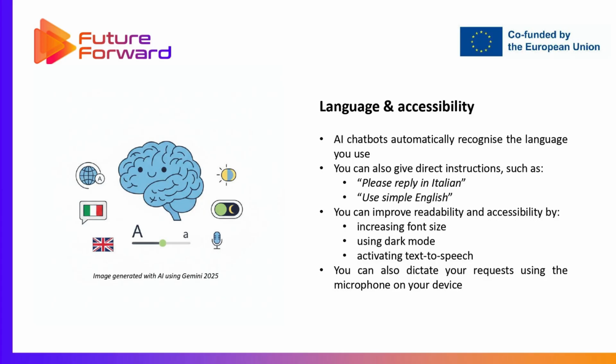Most AI chatbots, including ChatGPT and Gemini, automatically recognize the language you use. If you write in English, they reply in English. If you write in Italian, they answer in Italian. You can also tell them directly, "Please reply in Italian," or "Use simple English," if you prefer a clearer style. To make the tools easier to read or hear, you can also adjust accessibility settings on your device. For example, you can increase the font size, activate dark mode, or use built-in text-to-speech features to listen instead of reading. You can also dictate your requests instead of typing by clicking the microphone icon on your screen keyboard, like on a phone or tablet.